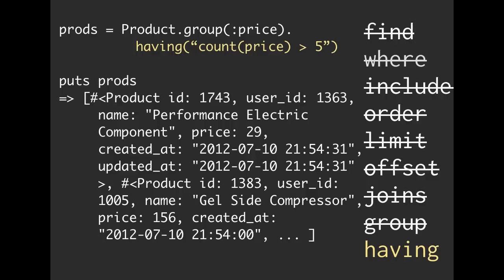That's not adding up. It's not summing up the prices. It's just saying the number of prices. And then we are saying greater than five. So all together, it's product.group price having a count of price greater than five. And this is doing what we just described previously, where we are grabbing all of our products that have a similar price that there are five or more of.